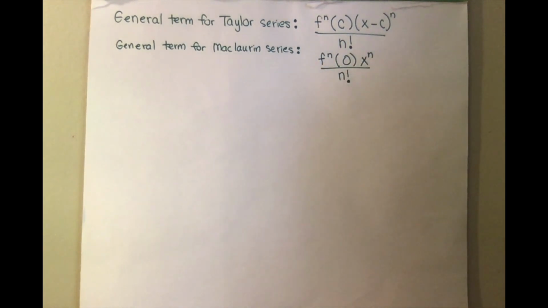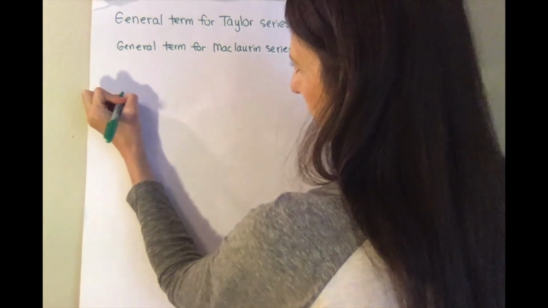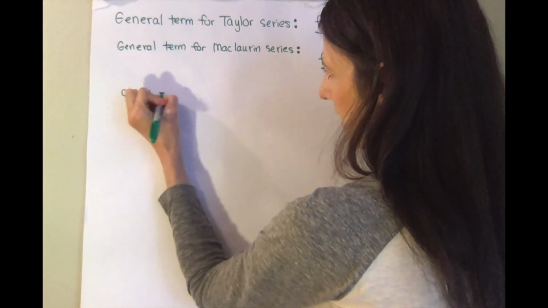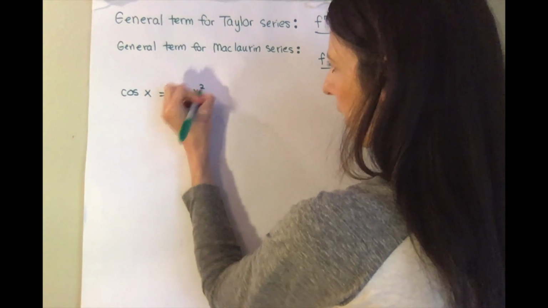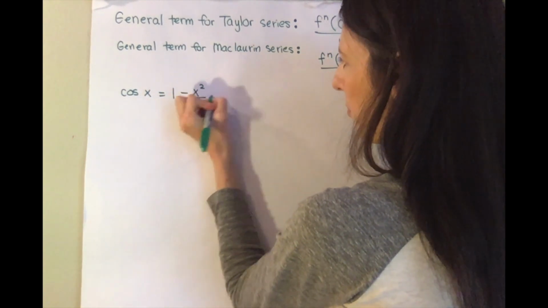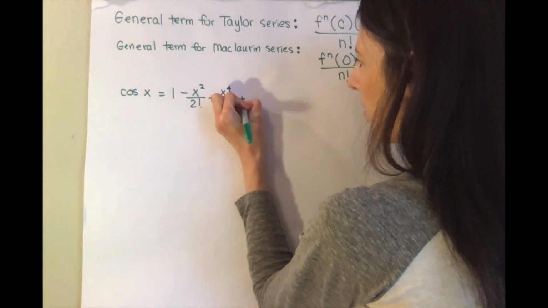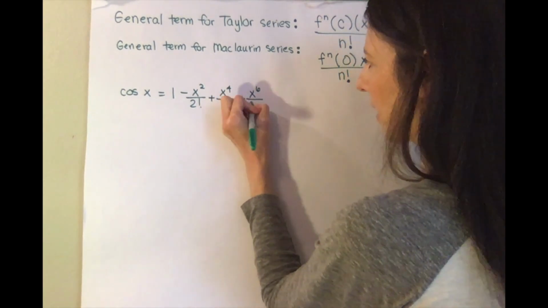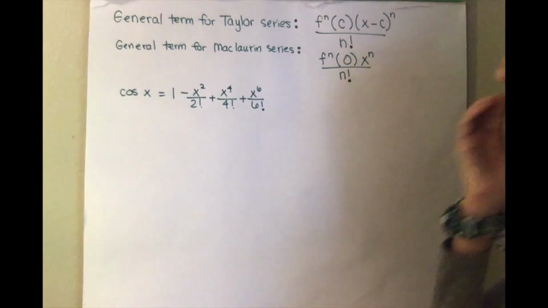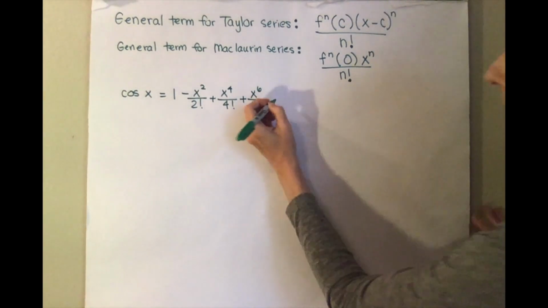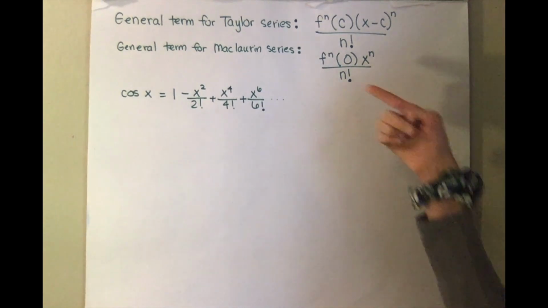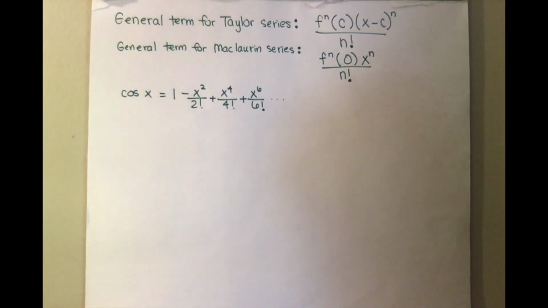Okay, so as you recall, the day before break, we generated the Maclaurin series for cosine x. So the Maclaurin series for cosine x is 1 minus x squared over 2 factorial plus x to the 4th over 4 factorial. And this is only equal to cosine x if it contains an infinite number of terms. So we're going to keep this going. See if you can remember the general term for the Maclaurin series for cosine x.